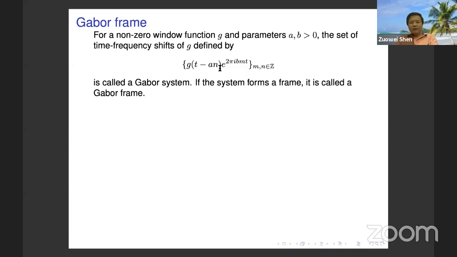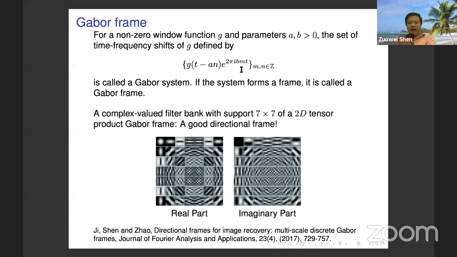So people thought about getting a window. You get a window, the G. G can be compactly supported or a very fast decay function like a Gaussian. Then you shift the window, and you get a system. This system forms frames in the L2 function space.